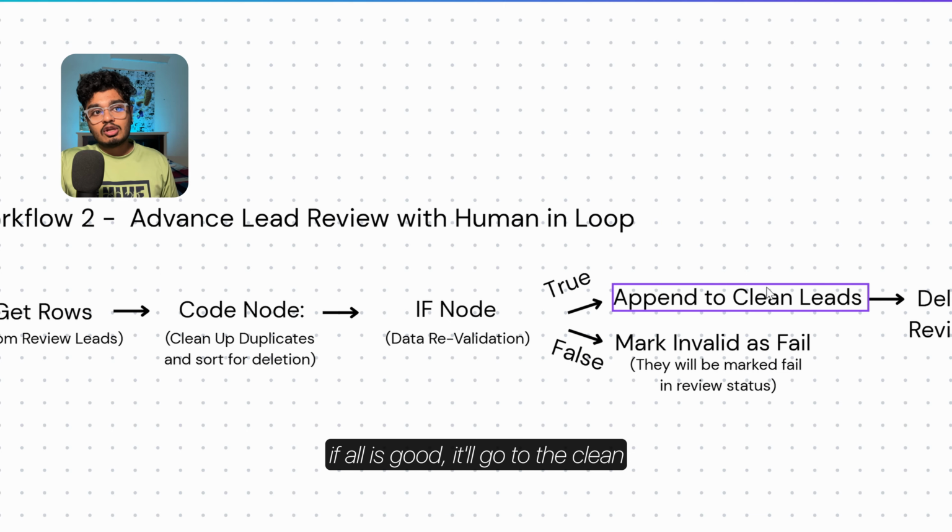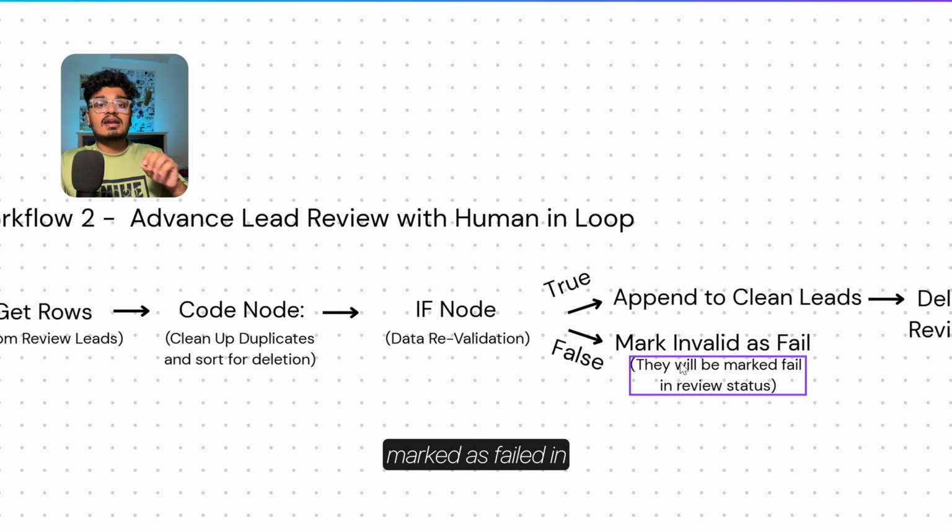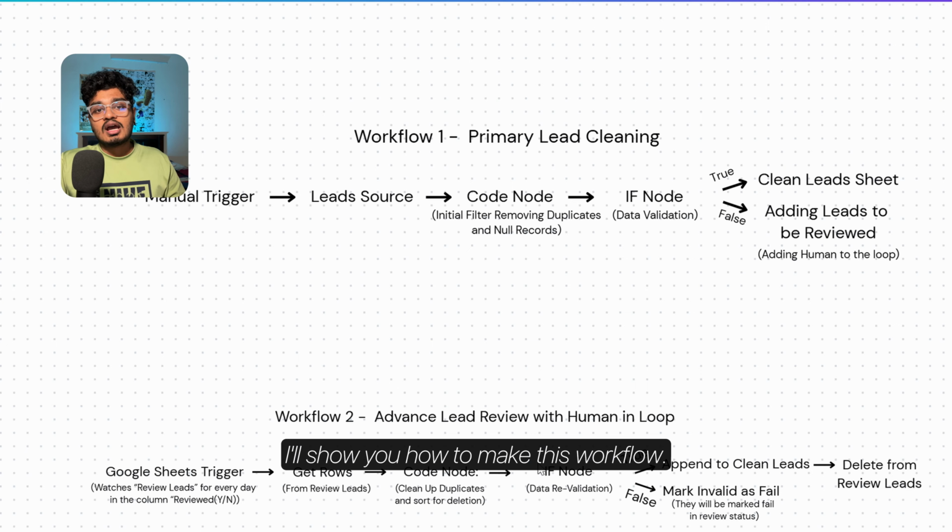If all is good, it will go to the clean leads and it will get deleted from the review lead sheet. But if it failed the validation, it will be marked as failed in the review lead sheet. So this was the overview. I'll show you how to make this workflow.